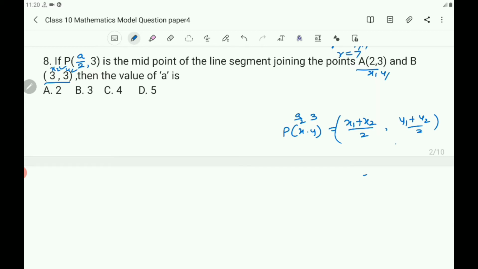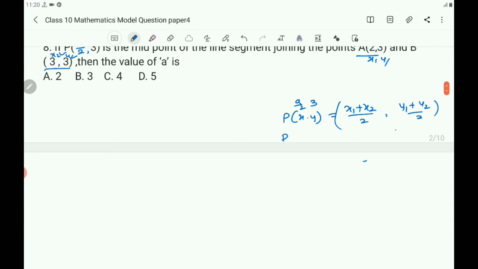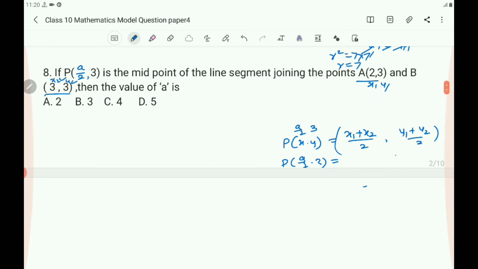You can write P(a by 2, 3) equals x1 is 2 plus x2 is 3, (2 plus 3) by 2. y1 is 3.